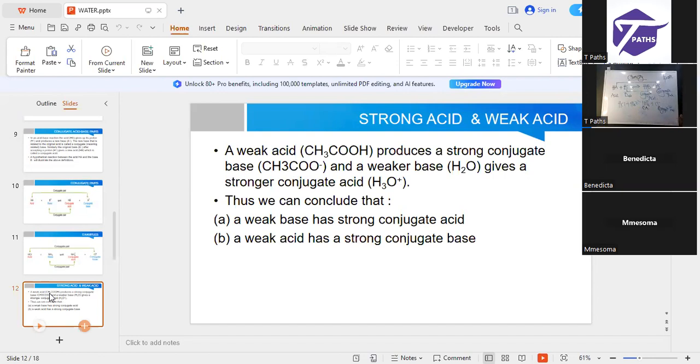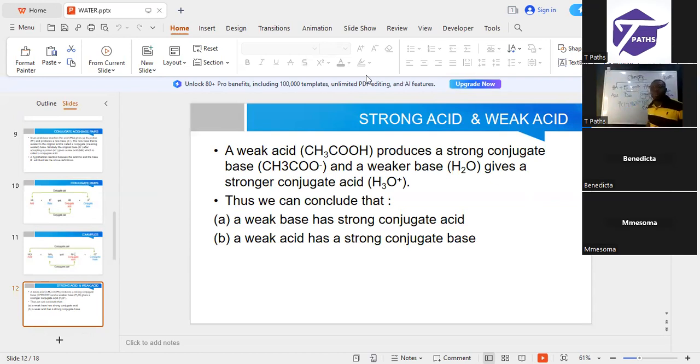What can we conclude from it? We need to know that a weak base will give a strong conjugate acid. A weak acid will give a strong conjugate base. So HCl now is a strong acid. It will give us a weak conjugate base. NH3 is a strong base. It will give us a weak conjugate acid. So you see that a weak acid will give a strong conjugate base, and a weak base will give a strong conjugate acid.